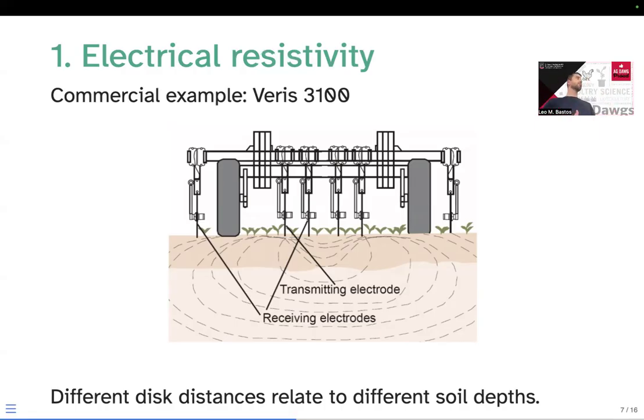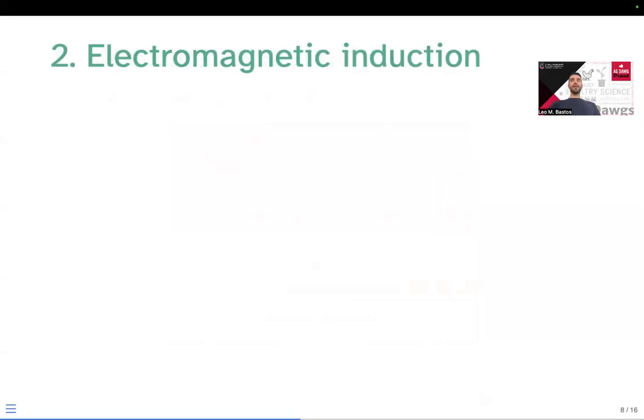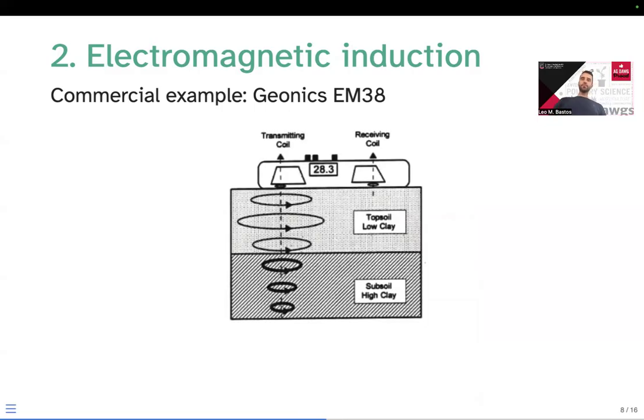It almost looks like you're tilling the field, although it's not really tilling. You're just making a very slight cut. That disc has to be in contact with the soil while you're collecting soil electrical conductivity data with this technology. And I'm saying that because the next example, electromagnetic induction, does not. One of the commercial examples here is called Geonix EM38. There are some others as well.